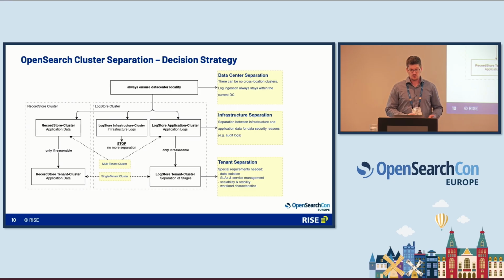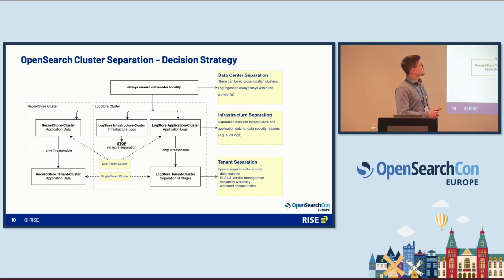So the decision strategy works like this. We have 3 layers of separation. We have a data center separation, an infrastructure separation, and a tenant separation. And at the top, we have one dogma or one mantra, as you can call it. We want to ensure data center locality. So we want to prevent log data flowing from one data center to another. An application that logs the data should all reside in an OpenSearch cluster that runs in the same data center.